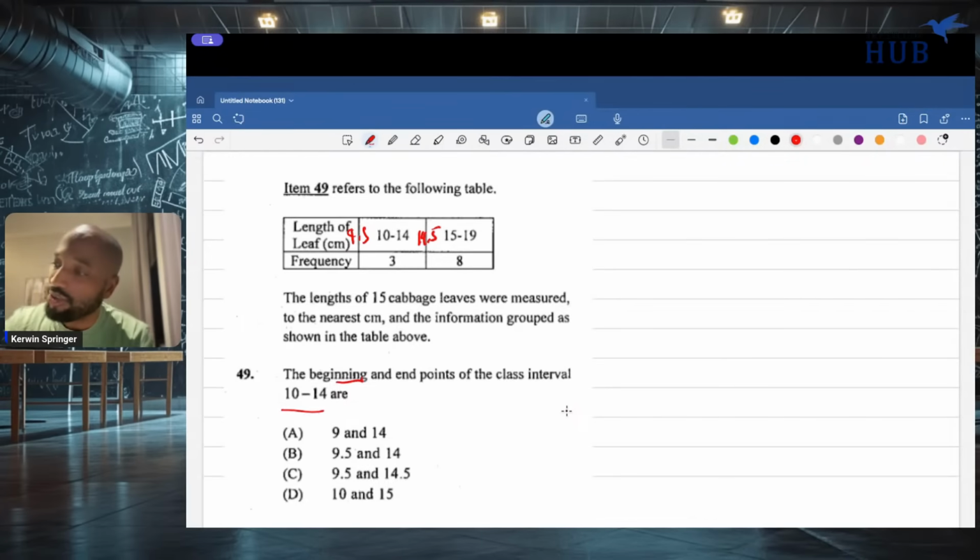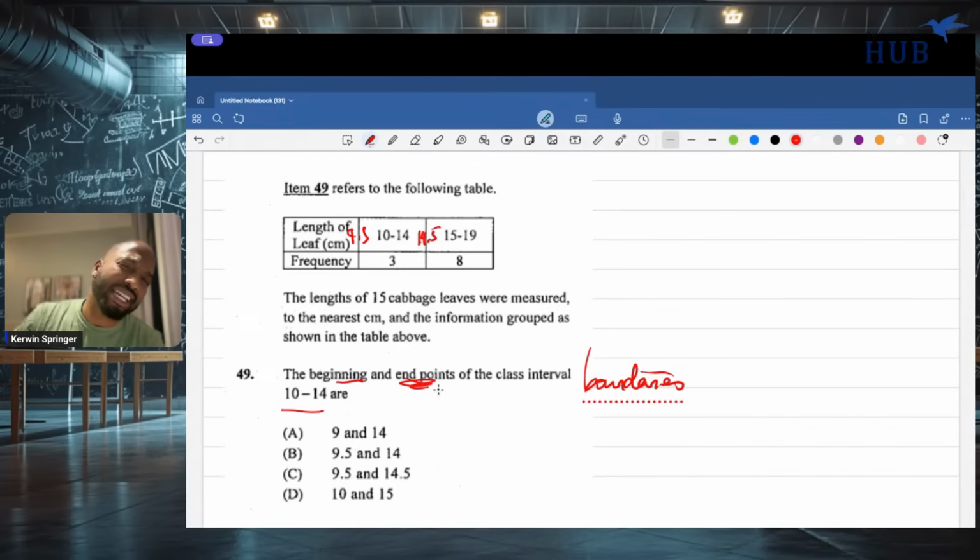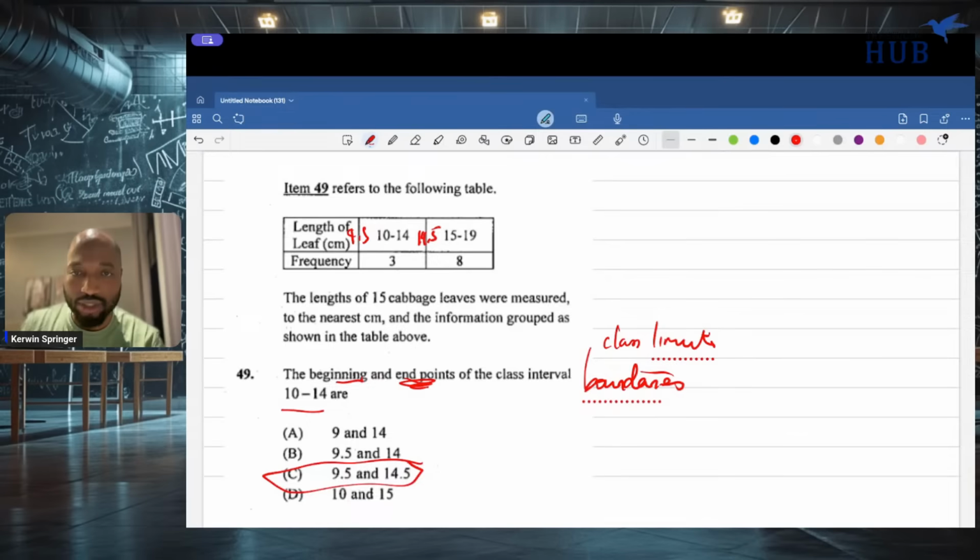All right, the fact that they do have 10 and 14 means they're talking about the boundaries and not the limits. This is a weird way of them to say boundaries, the beginning and end points. It's not really a term that I see in the syllabus. The term on the syllabus is boundaries and class limits. So a little naughtiness in this question here, but the answer is 9.5 and 14.5 is what they're really looking for. I could see that is what this person was aiming at when they were making up this question.